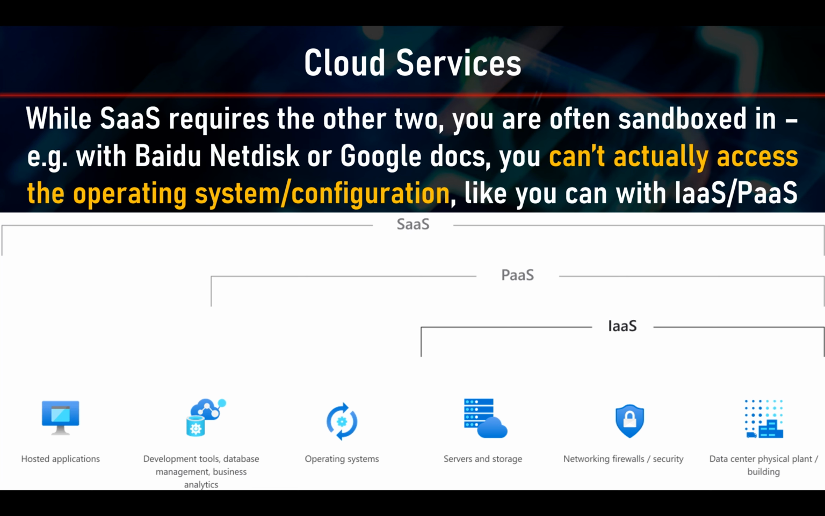Okay, so while software as a service requires the other two, you're often going to be sandboxed in, for example Baidu NetDisk, which is equivalent to Google Drive or Microsoft OneDrive, or for example Google Docs. You can't actually access the operating system or the server configurations. So you're operating at quite a high level, and you only have access to the actual software that you're using.